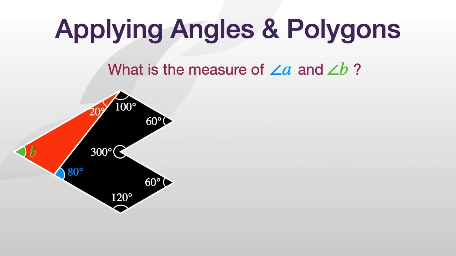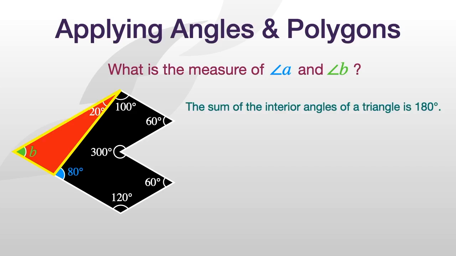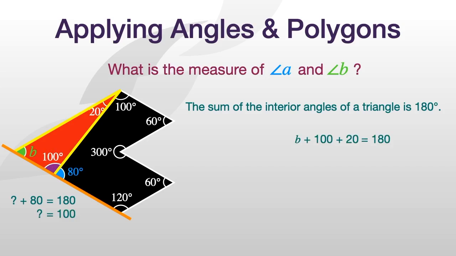For angle B, let's look at the red triangle. The sum of the angles in the triangle is 180 degrees. But we don't have enough information. We need to figure out what measure the purple angle has. Notice the straight line, and that the purple angle plus 80 degrees more would give us 180 degrees. So this angle must measure 100 degrees. Now we know 2 of the angles in the triangle, and they add up to 120 degrees. So the third angle B must be 60 degrees.